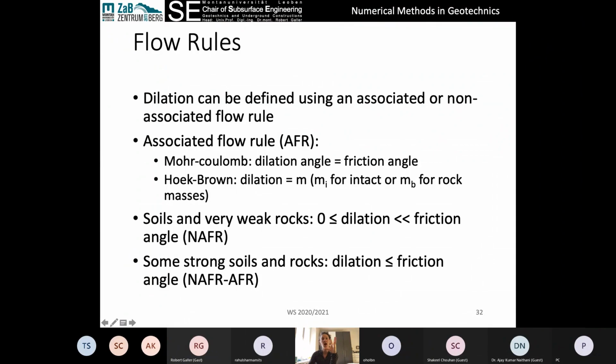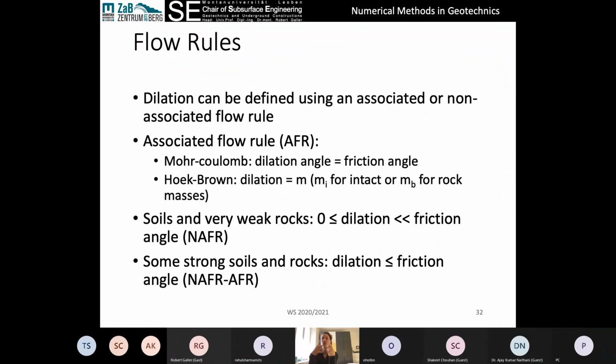If the porosity is very high, the materials will tend to compact, so they won't tend to dilate so much as they're shearing. So we can say that the dilation will be something bigger than 0, but much smaller than, for example, the friction angle. For strong rocks and some strong soils, the dilation will be larger, still less than the friction angle typically, but maybe approaching what the friction angle is. So this is somewhere in the non-associated, associated flow rule.